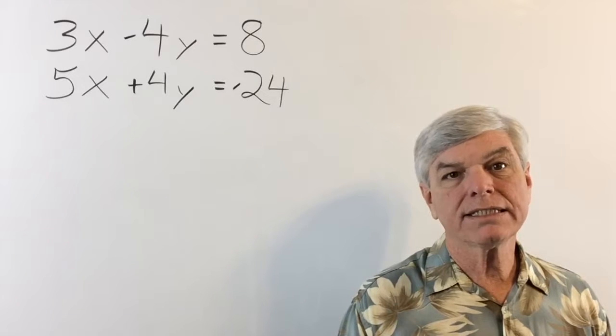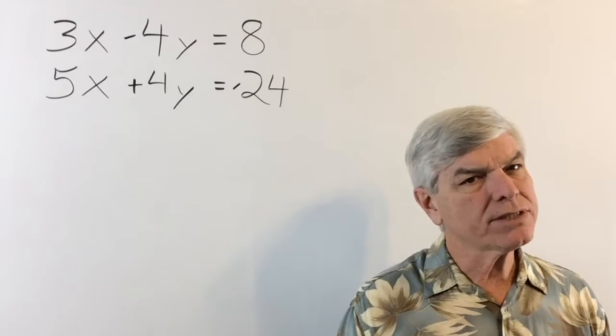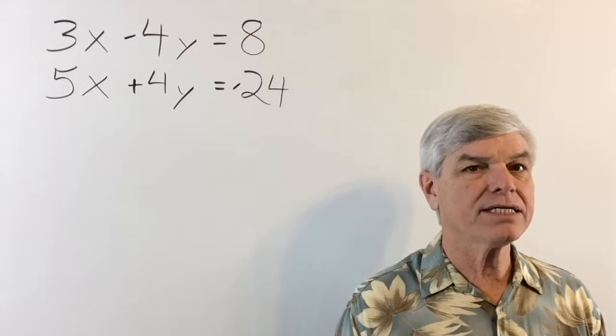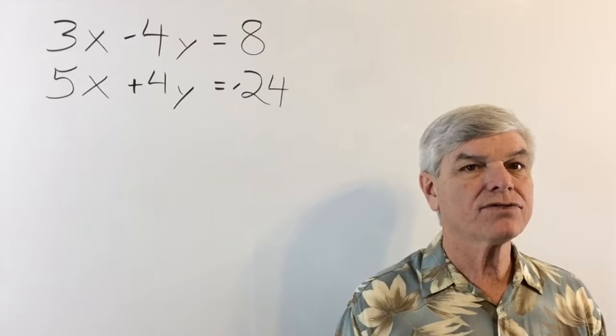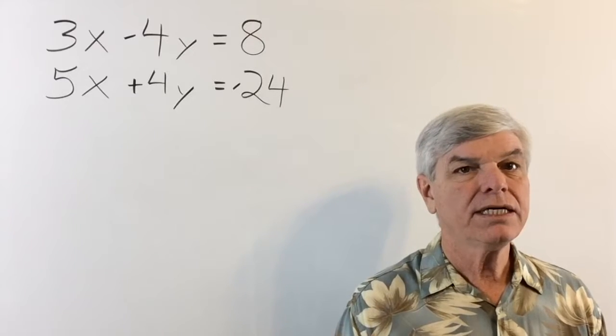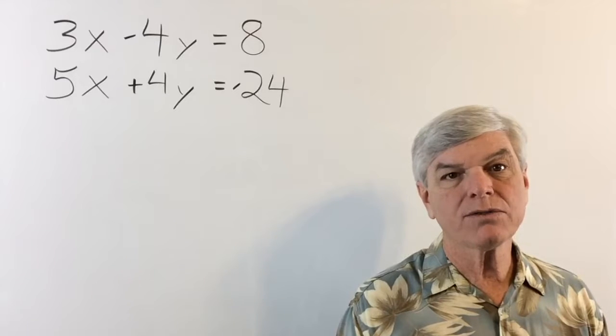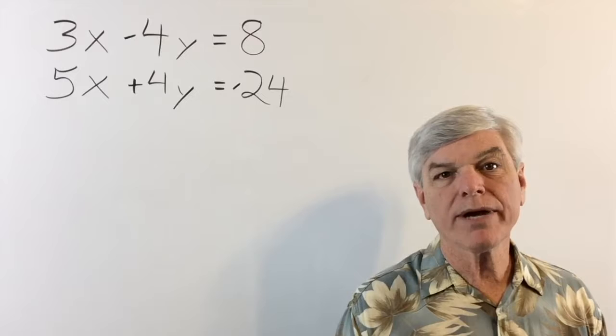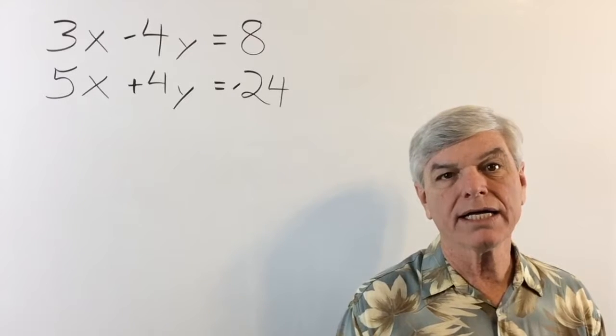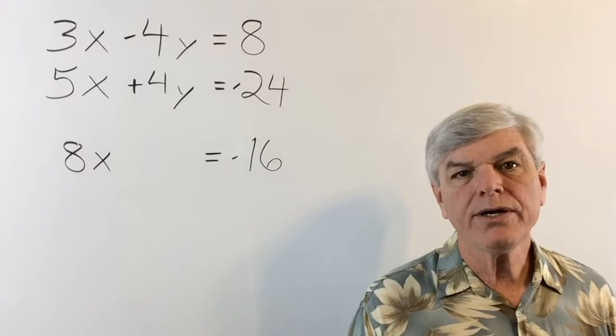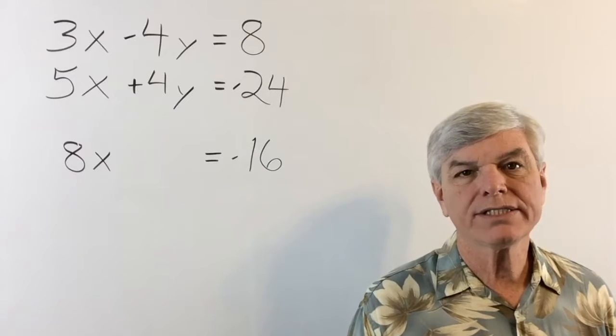So let's, substitution is usually the best way to solve for simultaneous equations. But sometimes you get into a situation where addition makes the most sense. And that would be true here when we have a negative 4y and a positive 4y. So what we would do is add the two equations together.